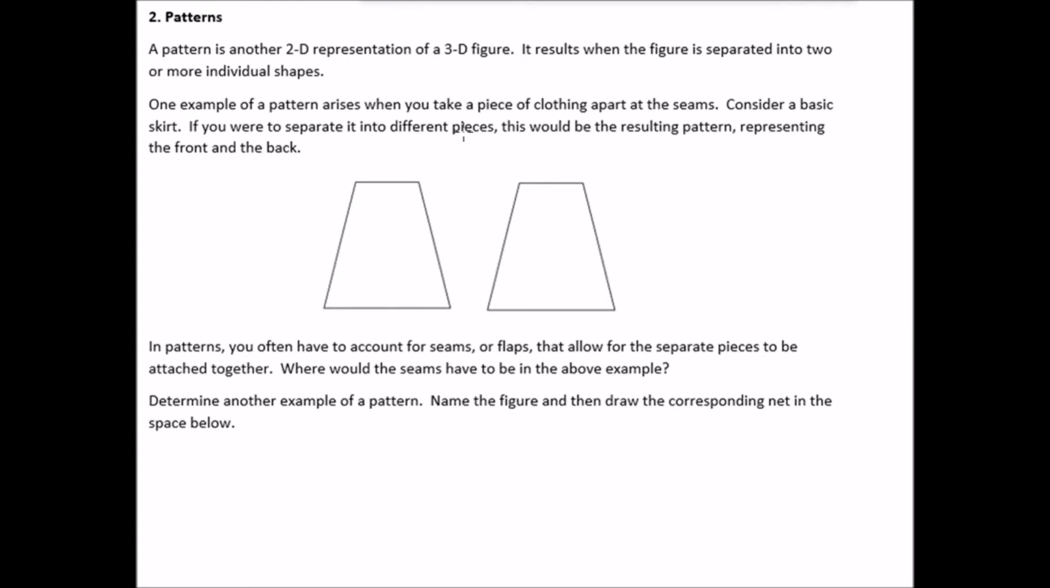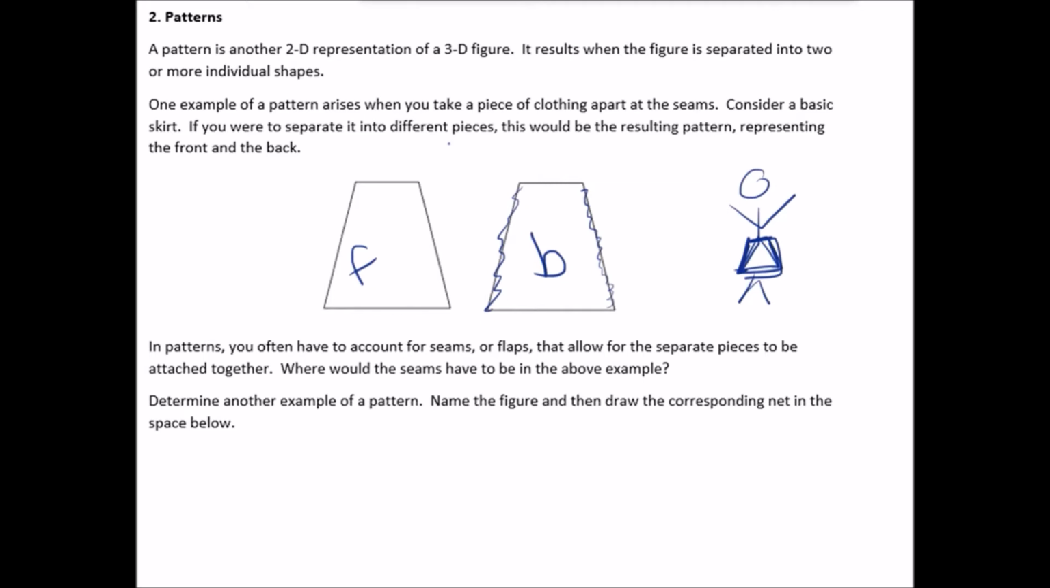Okay, now patterns. So a pattern is another 2D representation of a 3D figure. And this results when the figure is separated into individual shapes. One example that arises is pieces of clothing. So if you consider a skirt, so this nice lady wearing a skirt, of course she's going to have a waist, right? But if you took that skirt and you took out all the stitching in the side here, and all the stitching in the side here, what it's going to look like for the front, F for front and B for back, is it's just going to look like two trapezoids.